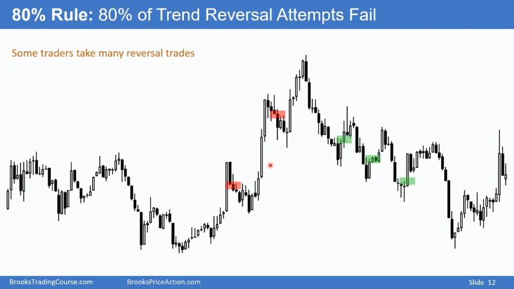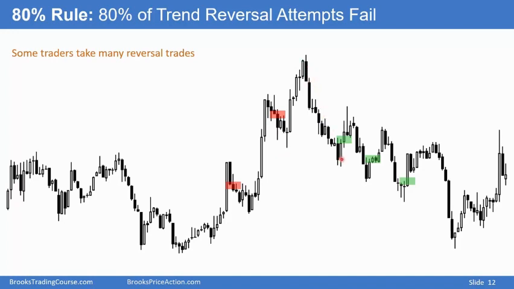Some traders are addicted to reversal trades. They're always looking for reversals. Reversal down, they sell. Reversal down, they sell. When you're selling reversals in a strong bull trend, you can sometimes make money if you're careful about your trade selection and your management, but it's only a scalp.